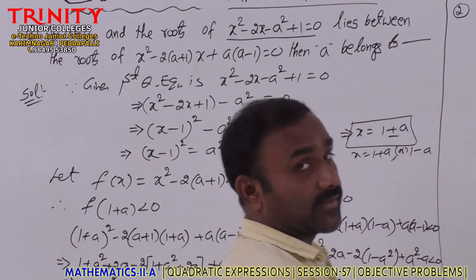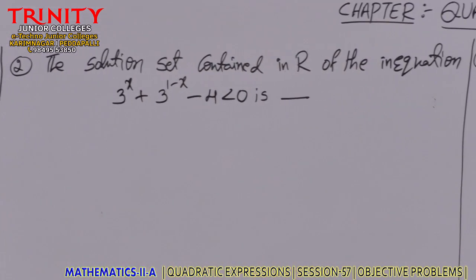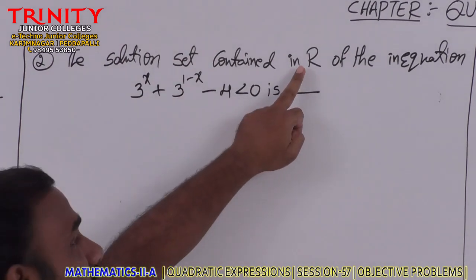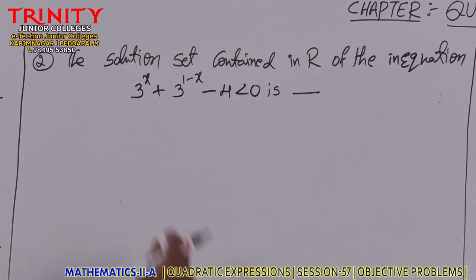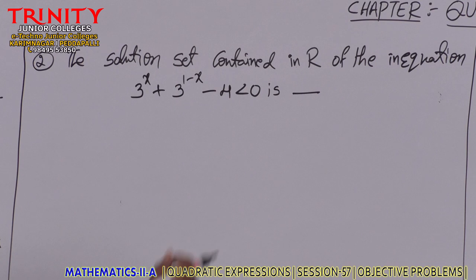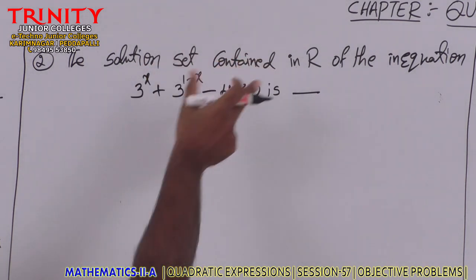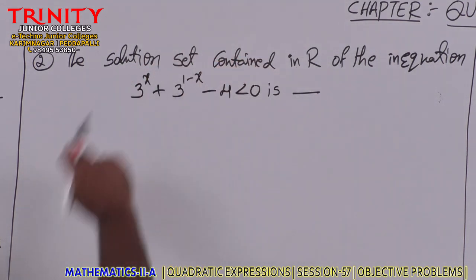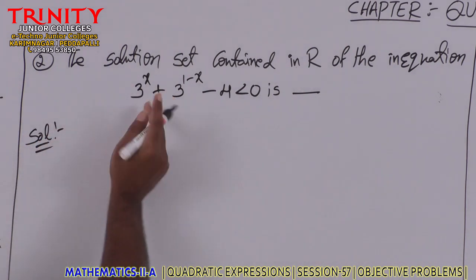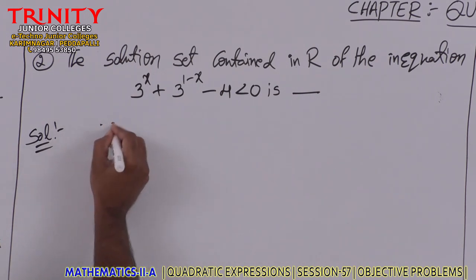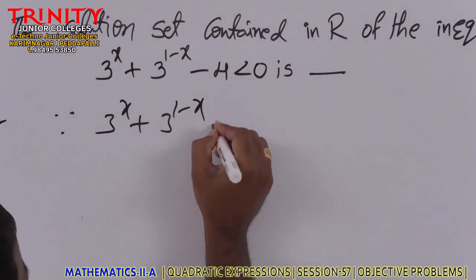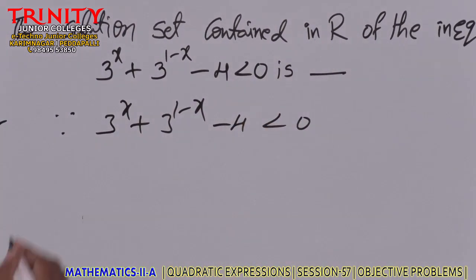Now we will go for another problem. The solution set contained in R, the real numbers, of the inequation 3 power x plus 3 power 1 minus x minus 4 is less than 0. He was asking the solution set contained in R for this inequation, means values of x he was asking. The given inequation is 3 power x plus 3 power 1 minus x minus 4 is less than 0.